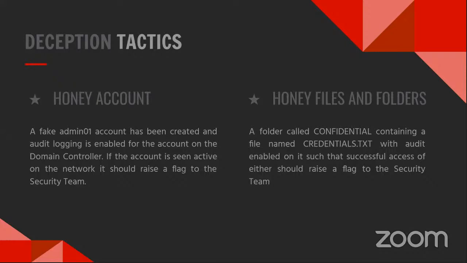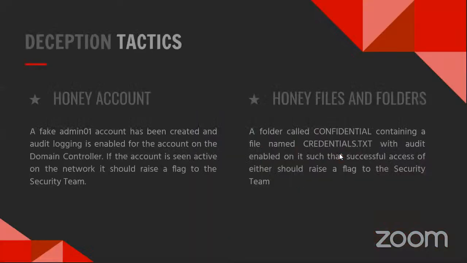So I set up these two, as I said, a honey account on the domain controller called admin01. And then also on the domain controller again, I have created a folder called confidential, and I've put a text file called credential.txt in it. We'll see that in action as we go ahead. I just need to explain what these two do.